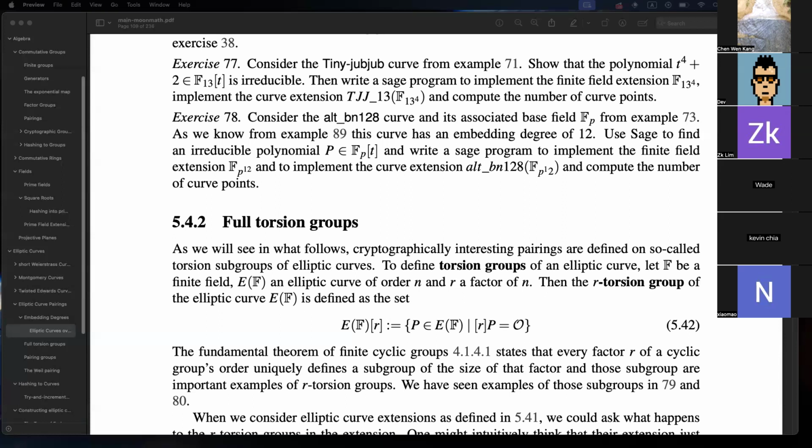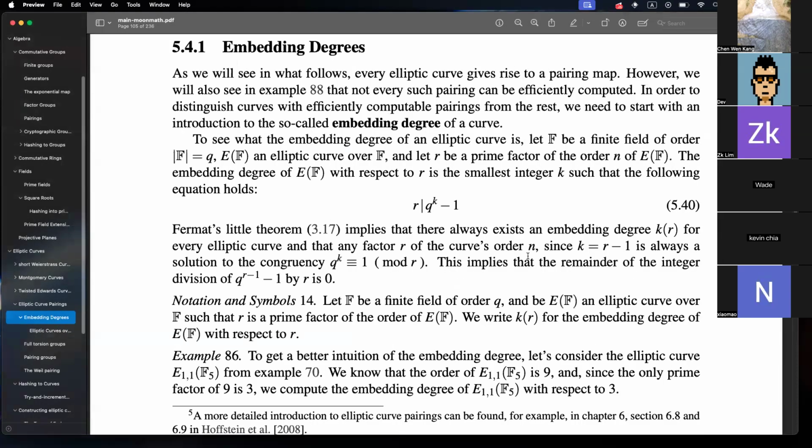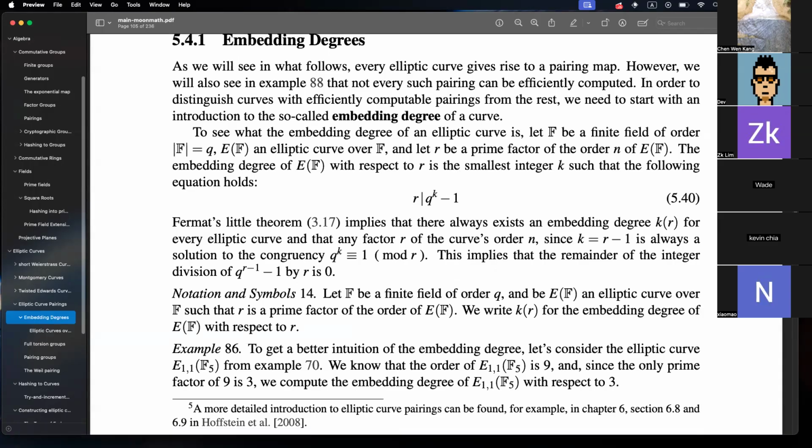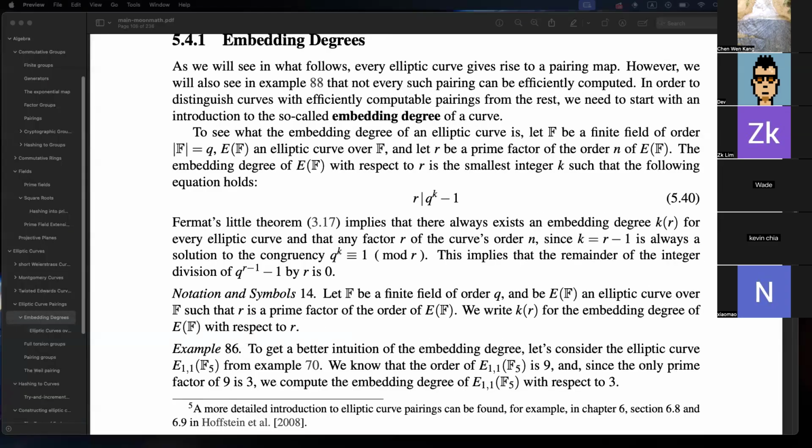I think there's a question from ZK: what high and low embedding degree means and how to pick the best. Okay, so what does it mean? Well, embedding degrees here. Okay, let me find my words. What's a good way of explaining it? Let me check my notes.